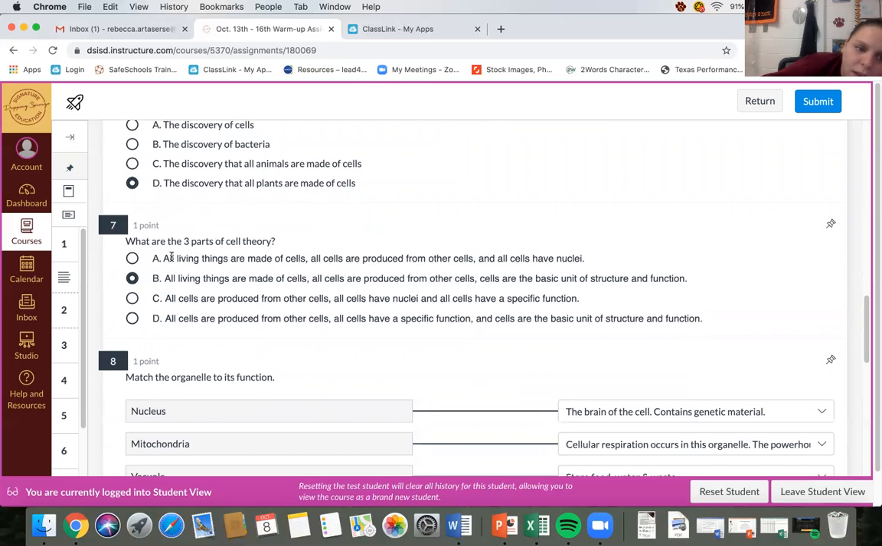So I know that all living things are made of cells. Goes back to the characteristics of life. That's true. I know that all cells are produced from other cells. That's also true. Cells don't just appear out of thin air. And all cells have a nuclei.